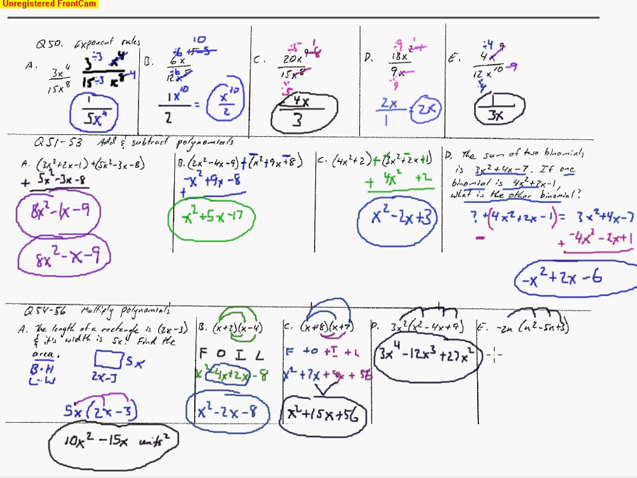Same thing on this one. Distribute. Watch the signs, though. Negative 2n to the 3rd. And then negative times a negative makes a positive 10n squared. And then the last one's here. Negative 2 times 3 makes a negative 6n.